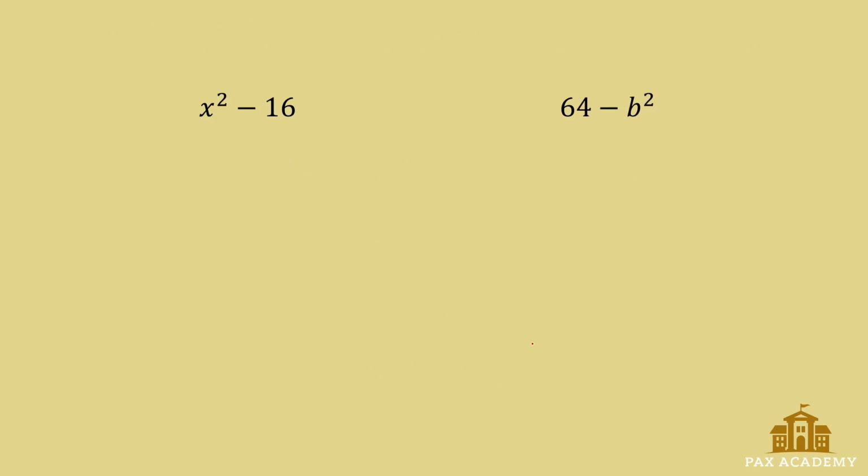Let's use an example to showcase this. So the first expression is x squared minus 16. If we take the first term, x squared, it's quite easy to see that x is being squared here. But what we're really doing is taking the square root of x squared in order to find this x.